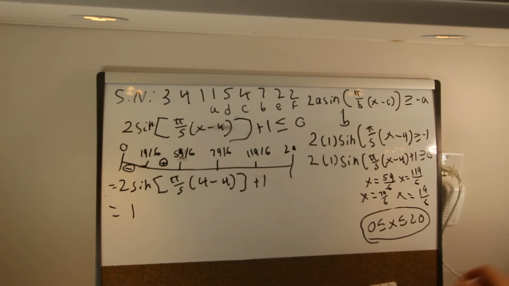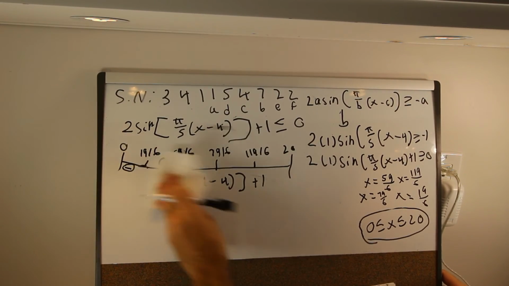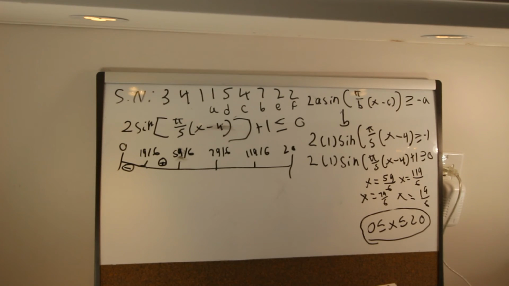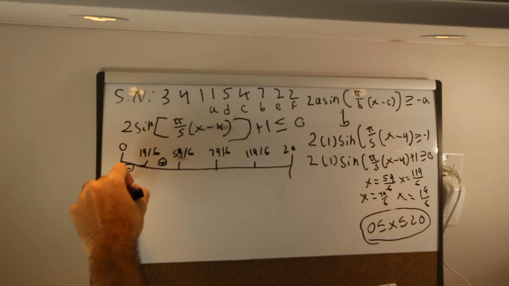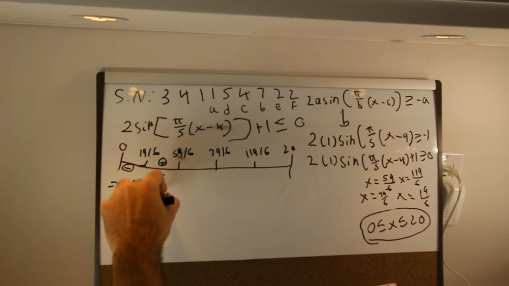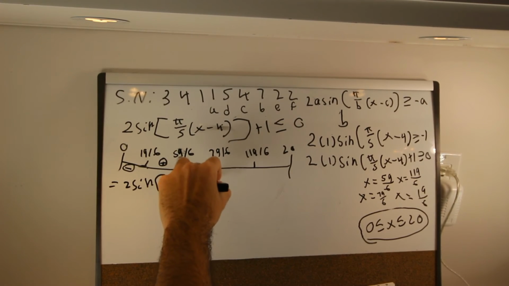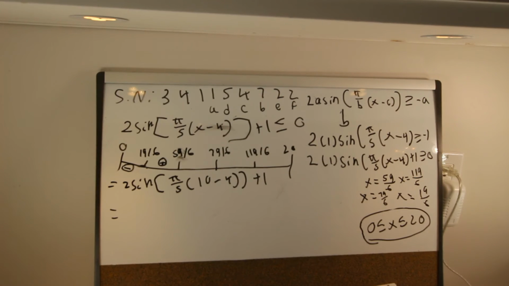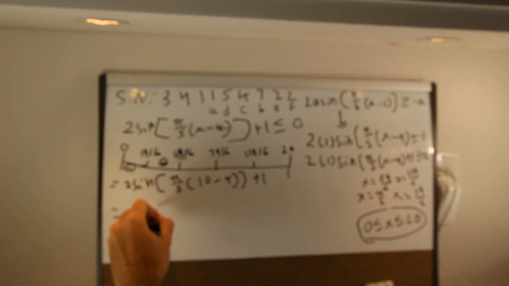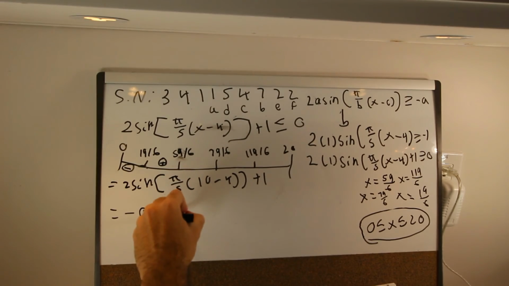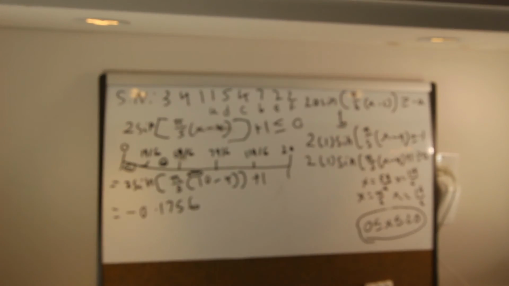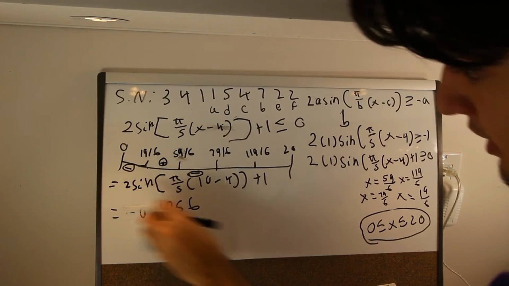Now, the next part is 59 over 6 to 79 over 6. For that, the number I chose was 60 over 6. So that's just 10. So 2 sine bracket pi over 5, 10 minus 4 bracket plus 1. What you would get if you were to solve this was negative 0.1756. So because again it's negative, this section of the graph is negative. And again, erase this.